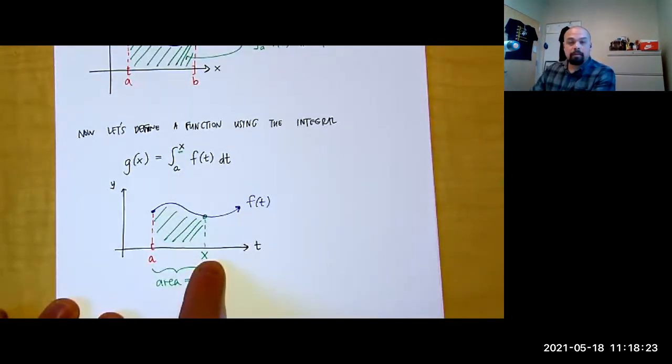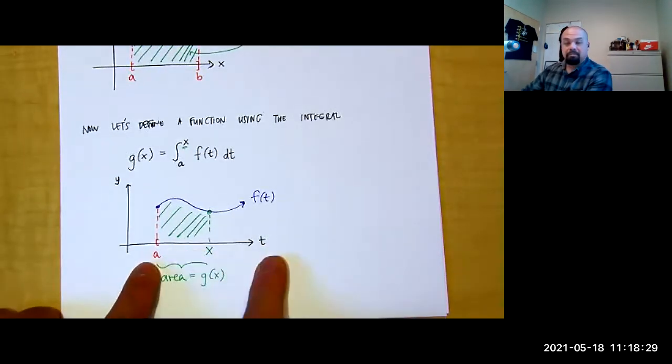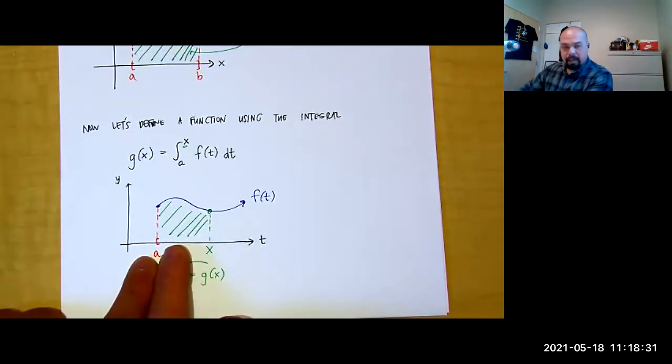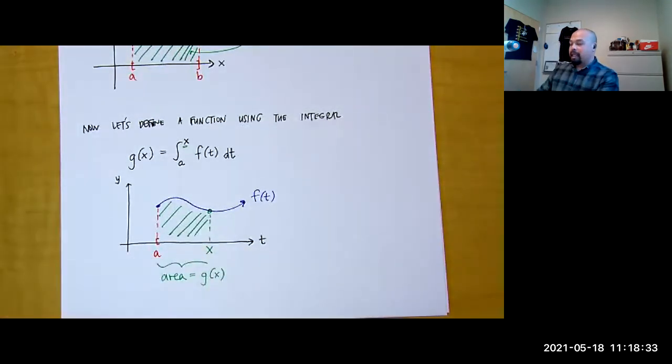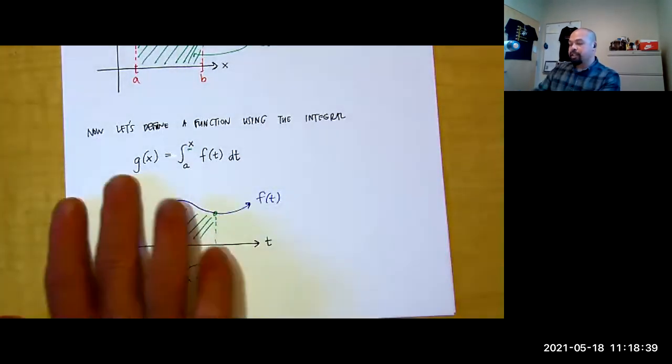Depending how big or how small we choose x away from a, it can be a really big value, getting more area, or it can be a really small amount of area. But that quantity, depending on how big we make that interval, how far we're going to integrate to, that's what that g of x is.